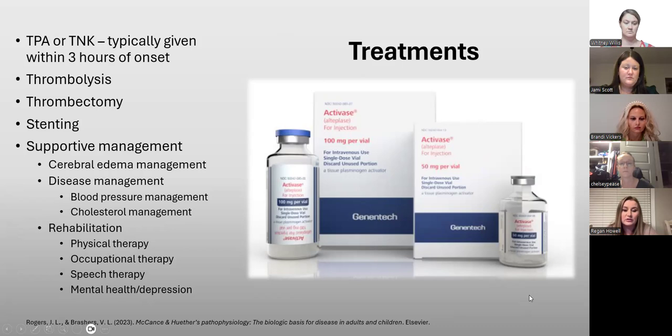And strokes can lead to a lot of depression and mental health issues in patients just because you can have permanent deficits from the stroke. And if you went from a totally normal person and then ended up with paralysis on one side, that can be detrimental to your mental health. So you want to keep an eye on that as well.